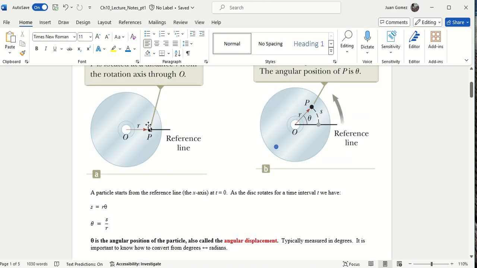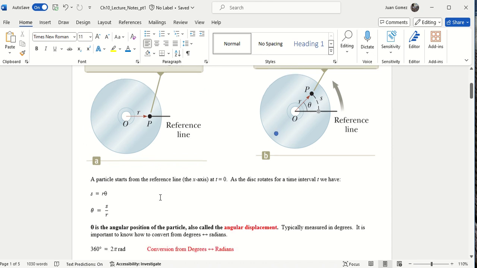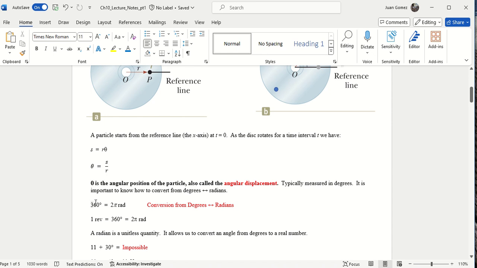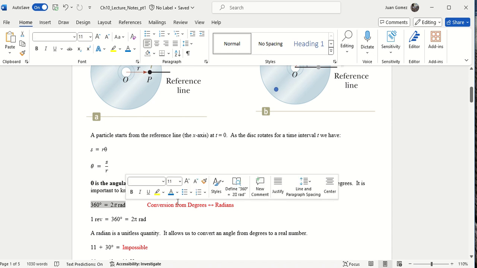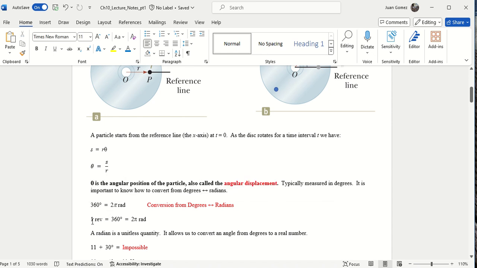One complete circle is 2 pi radians. 2 pi, another circle, 2 pi, and we know one complete circle is 360 degrees. So 360 degrees equals 2 pi radians. And 360 degrees is equivalent to one complete revolution. When something undergoes one complete revolution, that's 360 degrees, that's 2 pi radians.